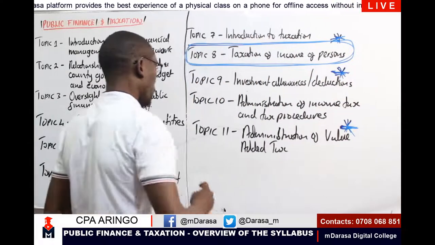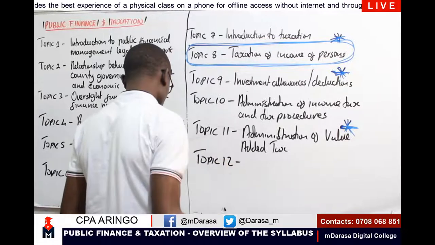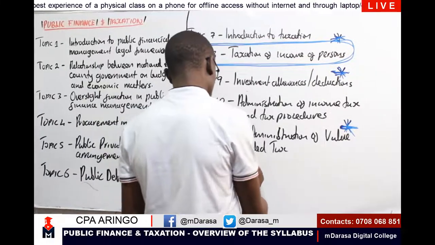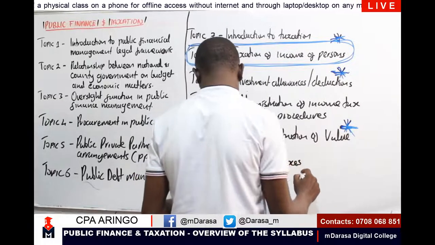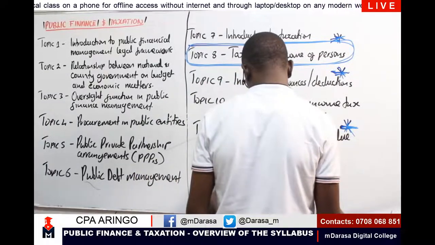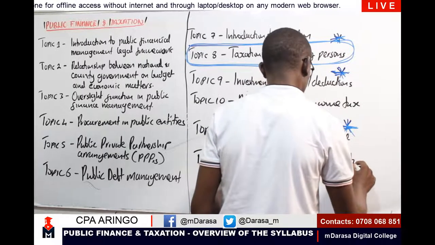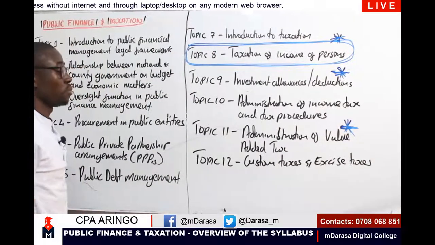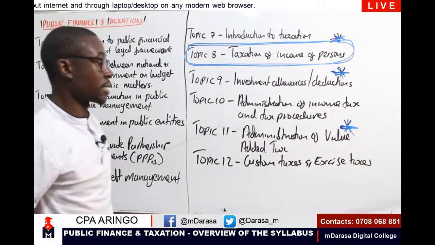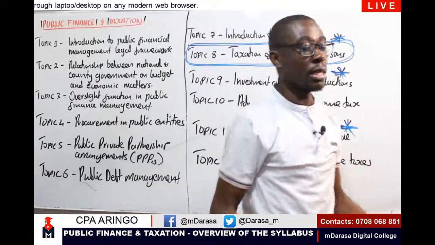So we are talking of our topic number 12 here, custom taxes and excise taxes. Basically these are what we'll be expected to cover, the custom taxes and excise taxes. So it's also very key that you understand that.